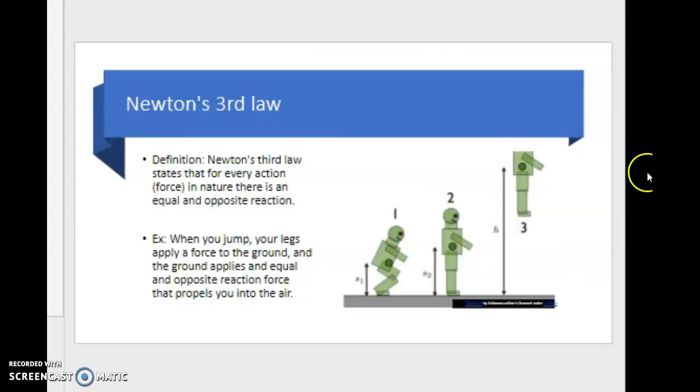The definition of Newton's third law is it states that for every action in nature there is an equal and opposite reaction. So what this basically means is that when you push something, it pushes back. An example of this is when you jump, your legs apply a force to the ground, and the ground applies an equal and opposite reaction force that propels you into the air. So basically, you're pushing the ground and it's pushing you back.